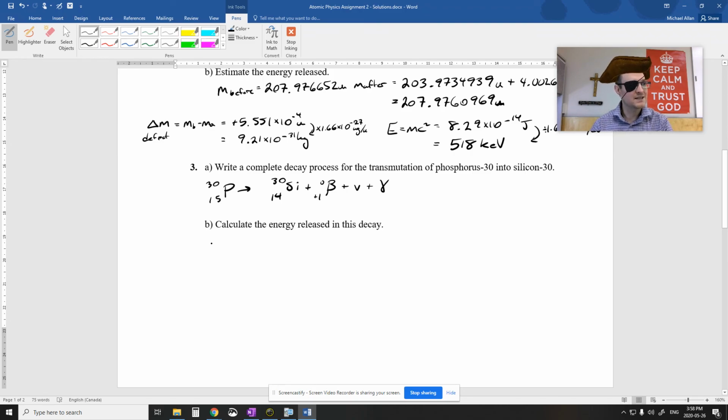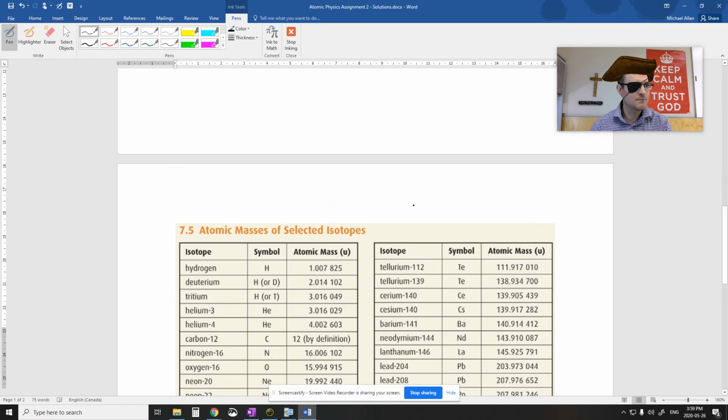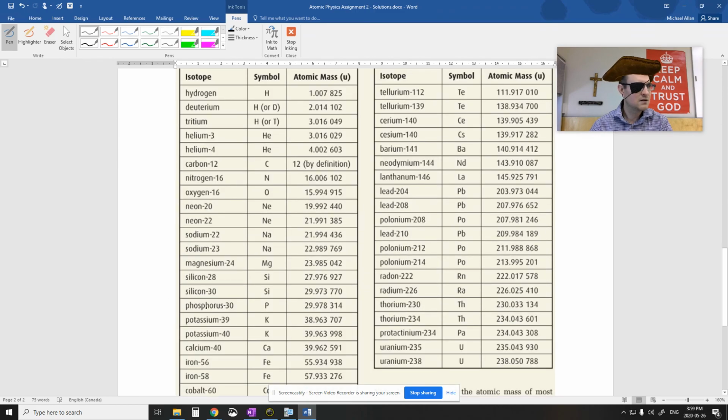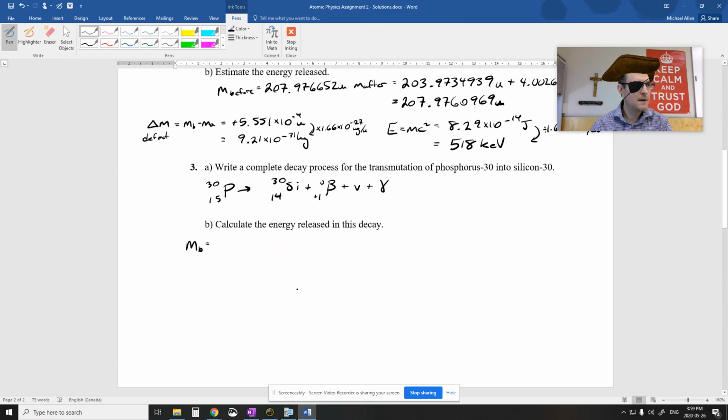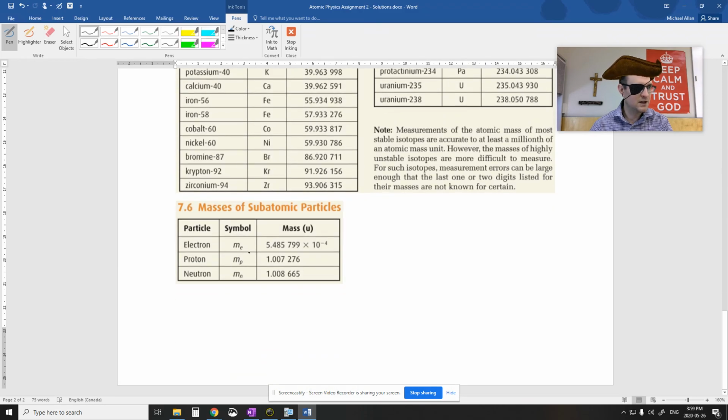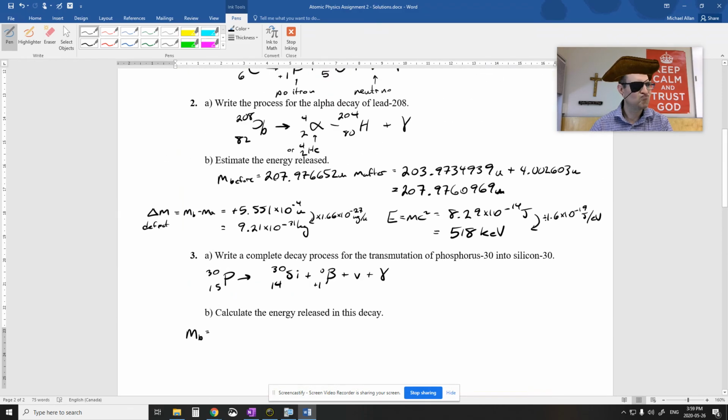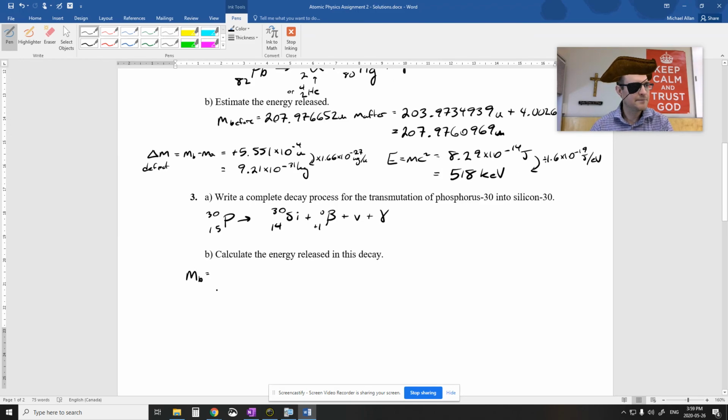What's the energy release? I'm not going to go into the depth again, so you've got to find this in your notes if you haven't done so already. Because this is beta positive, I have to worry about that positron, the extra electron, and the atom. So the mass before, which is this phosphorus, is in the sheet down here. You can see phosphorus 30 and silicon 30, they're both there. And the electron masses are all the way at the bottom here. I'll give you the mercury number later.